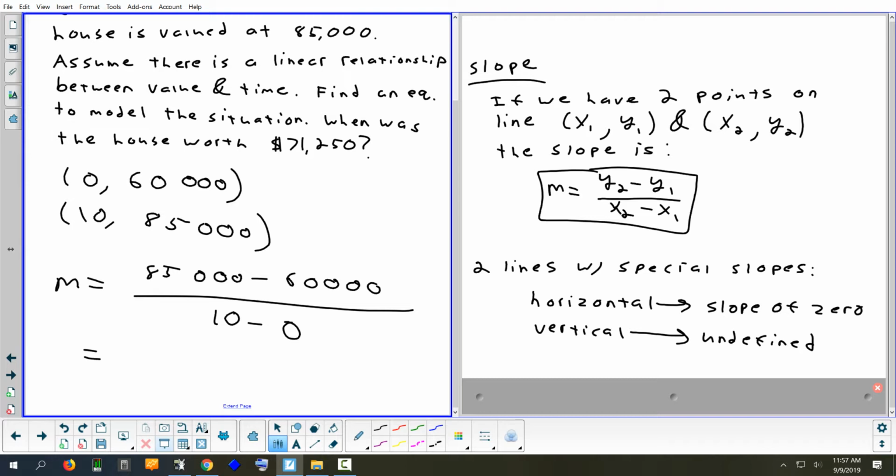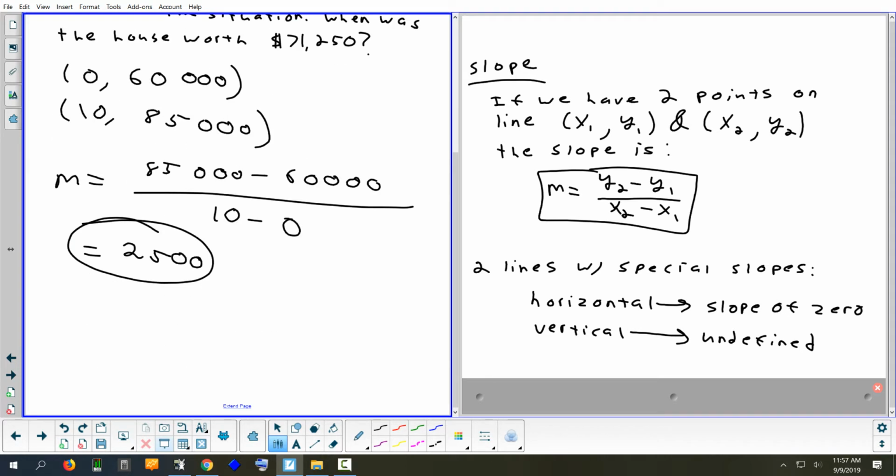What's 85,000 minus 60,000? 25,000, and then divide by 10. 2,500. So that's your slope. Each year the value of the house is changing by $2,500. That's the change in the value of the house. So that's your slope. What's your y-intercept? 60,000. It's the y value when x is 0.